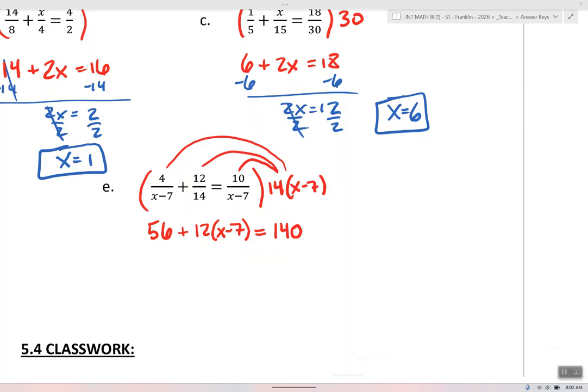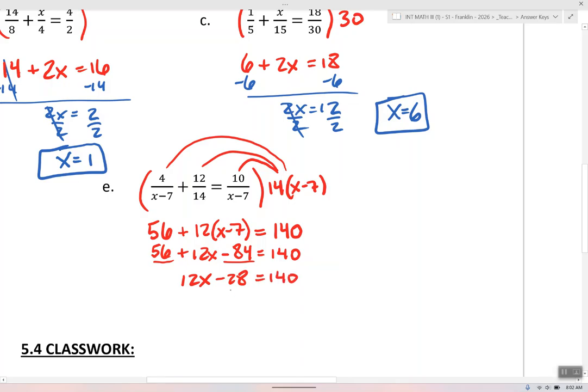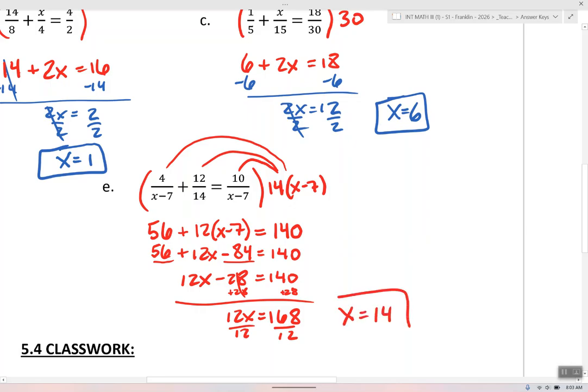So we can then simplify a little bit. This equation is 56 plus 12x minus 84 equals 140, which if we combine like terms, that's 12x minus 28 equals 140. We'll add 28. So 12x equals 168. And if you divide by 12, we get x equals 14.